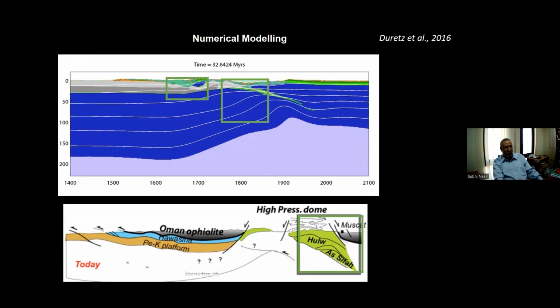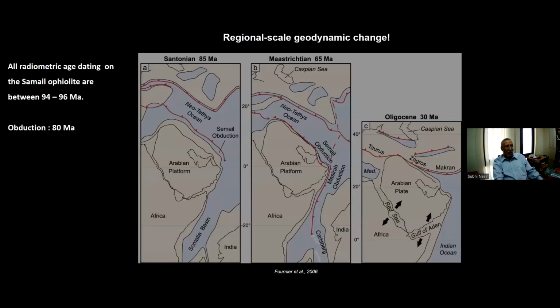This is the present day situation. So in regional scale geodynamics, that was the situation 85 million years ago. We have the Neo-Tethys Ocean, and we have the Samail Ophiolite obduction. And at 65 million years, the obduction of the Masirah Ophiolite started. And this is the situation 30 million years ago, the Neo-Tethys Ocean being consumed, and we start opening the Red Sea in the western part of Arabia.